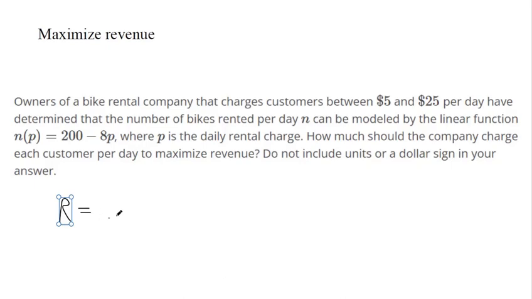We're asked to maximize revenue. Revenue is just the amount of money coming into the business. So we have this linear function n of p. N stands for the number of bikes they rent, and p is the price. So in words, what we want to write out for revenue is the number of bikes times the price per bike. That would calculate how much revenue they have, right?